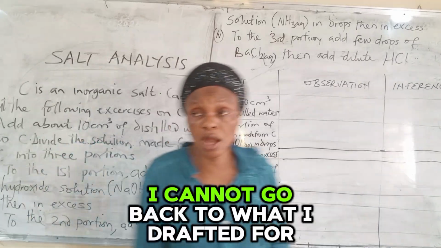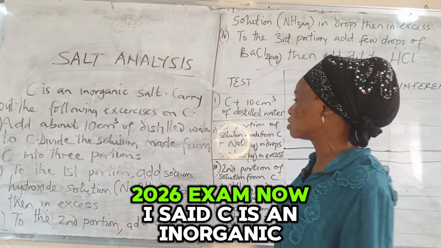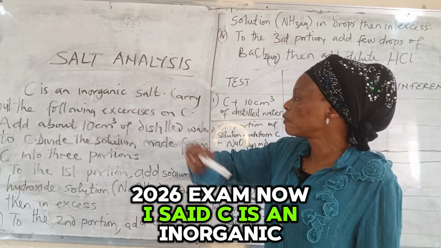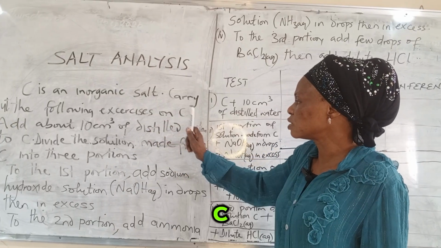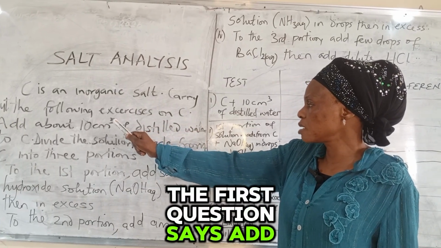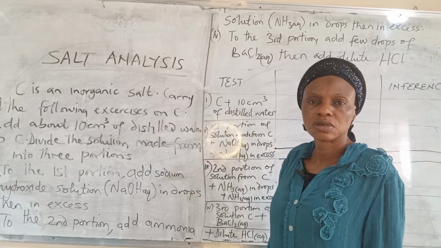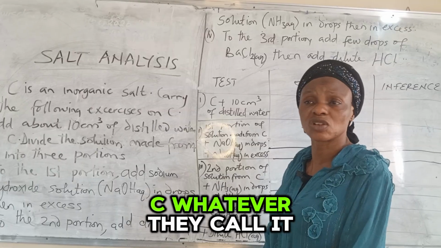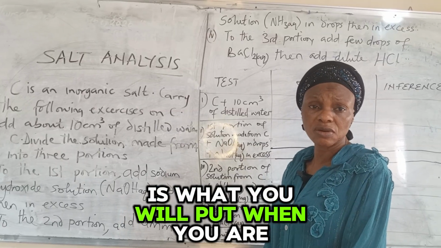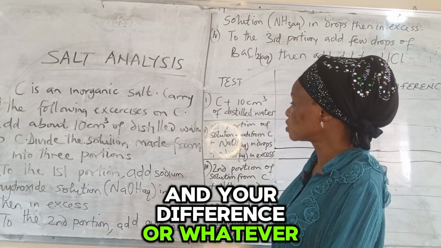So today now, I can go back to what I drafted for the preparatory class for the NECO 2026 exam. Now I said C is an inorganic salt. Carry out the following exercises on C. The first question says, add about 10 cm of distilled water to divide C. If they have given you C, any sample, whether they call it D, C, whatever they call it, is what you will put when you are recording your observation and your inference.